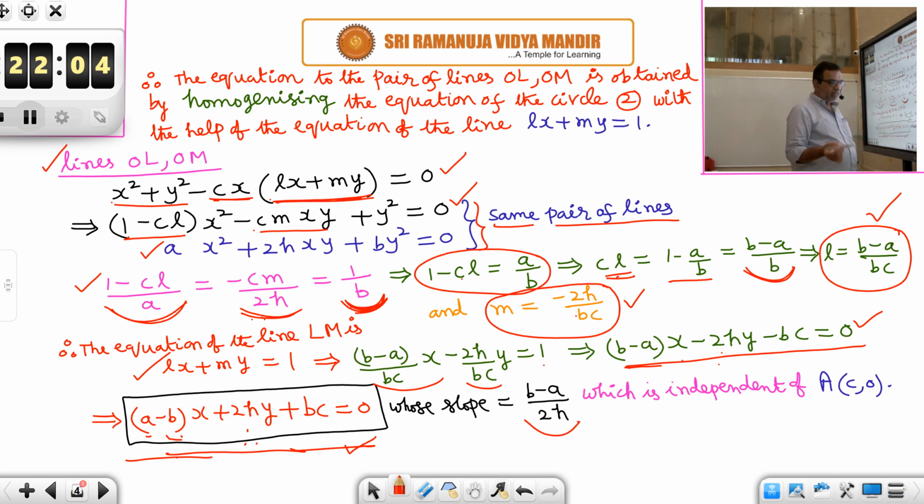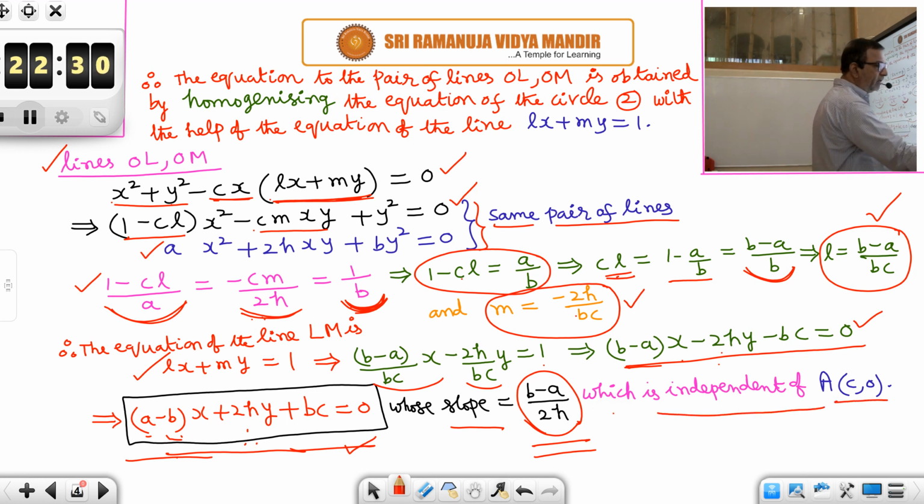What is the point A? C comma 0. Is C present here in the slope? No. (B minus A) by 2H, all these values B, A and 2H are obtained from the pair of lines equation only. The point A, C comma 0 is not appearing here in the slope. That means the slope (B minus A) by 2H is independent of the point A, C comma 0.